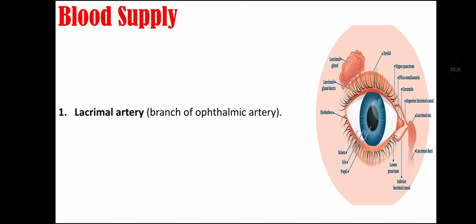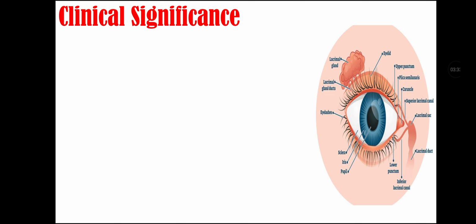Blood supply of lacrimal apparatus. It is by the lacrimal artery, that is a branch of the ophthalmic artery, and venous drainage is by ophthalmic veins.